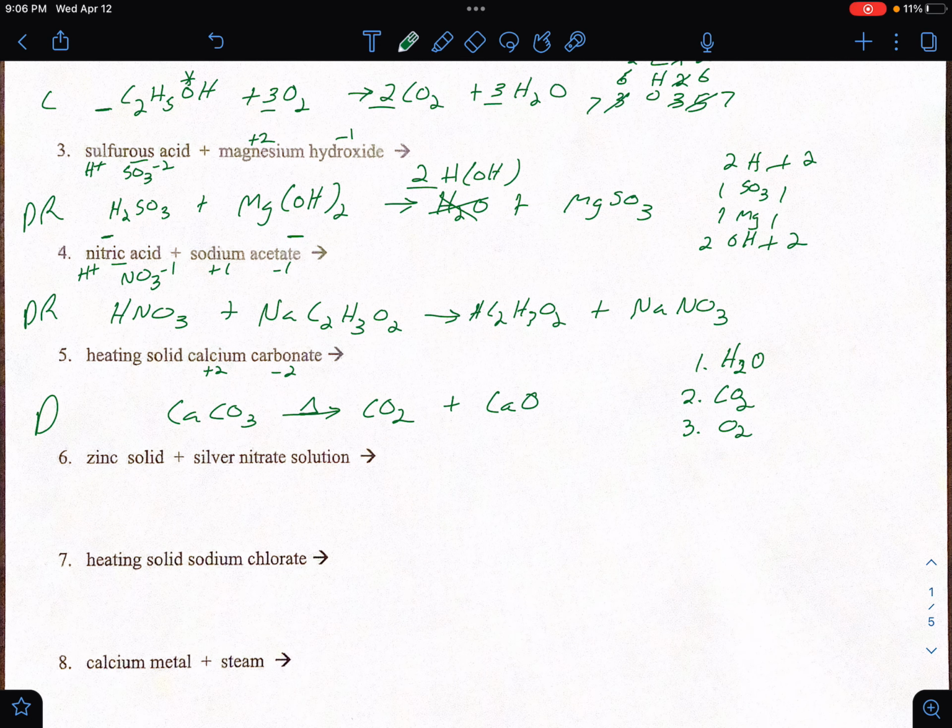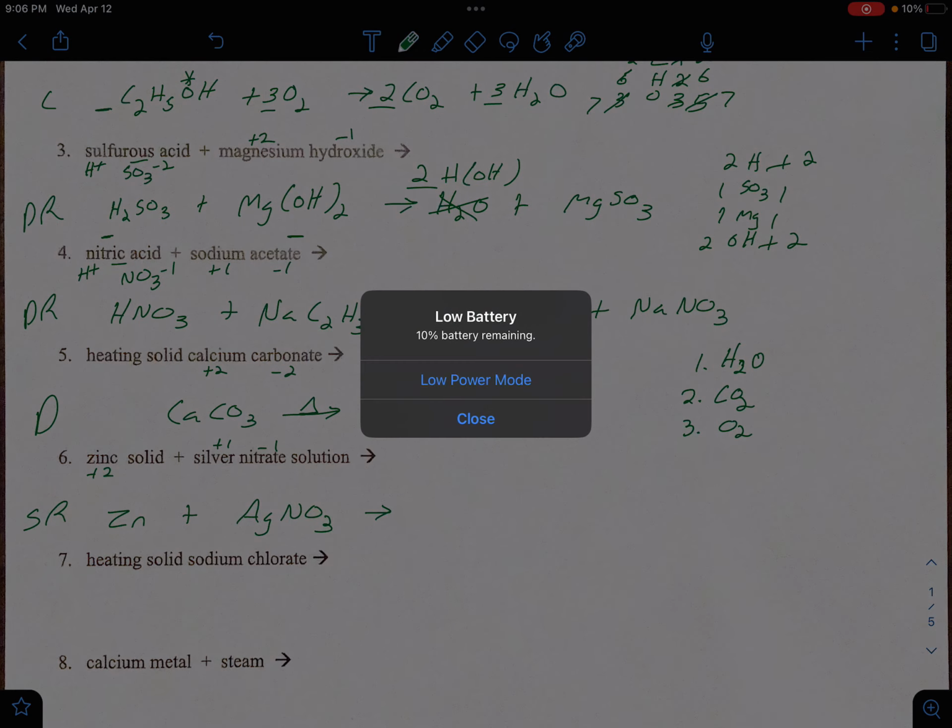Zinc solid and silver nitrate solution. So zinc is a +2, and we're just going to put zinc. Plus silver nitrate, so silver is a +1, nitrate's a -1, so this would be AgNO3. Okay, so now if you notice, I have zinc by itself, and you have a pair of Ag and NO3. So actually, this is going to be a single replacement. So zinc is trying to replace silver. A positive can only take a positive's place, and a negative can only take a negative's place.